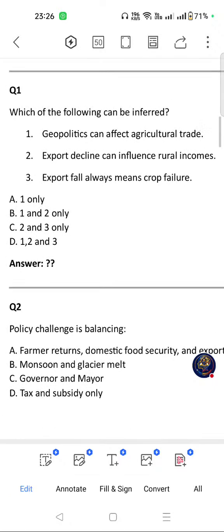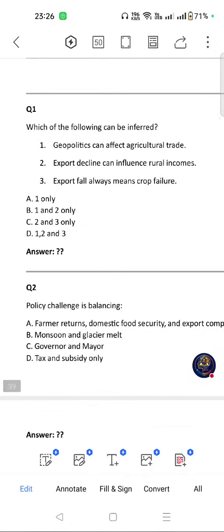Which of the following can be inferred? Geopolitics can affect agriculture trade. Yeah, correct. Export decline can influence rural income. Yeah, correct. Export fall always means crop failure. No, third option is wrong. So B, option 1 and 2 only correct.